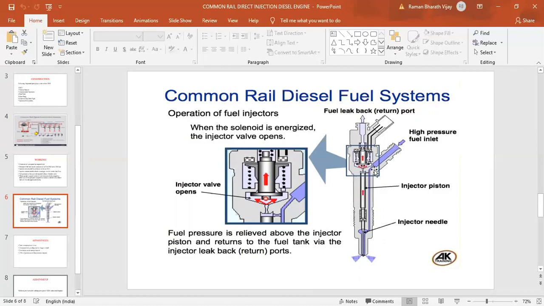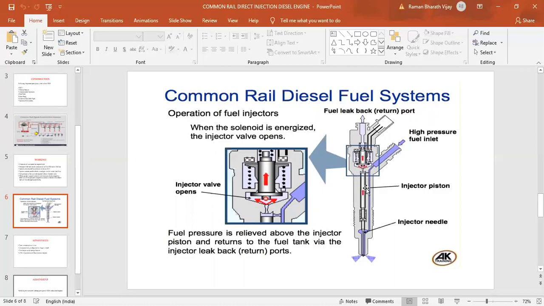First, high pressure fuel enters, and it goes to the bottom as well as to the top. What happens when it goes to the top? Due to this high pressure, the injector needle will be seated at the opening so that the fuel cannot go out. The fuel will be stuck here. It cannot go out.